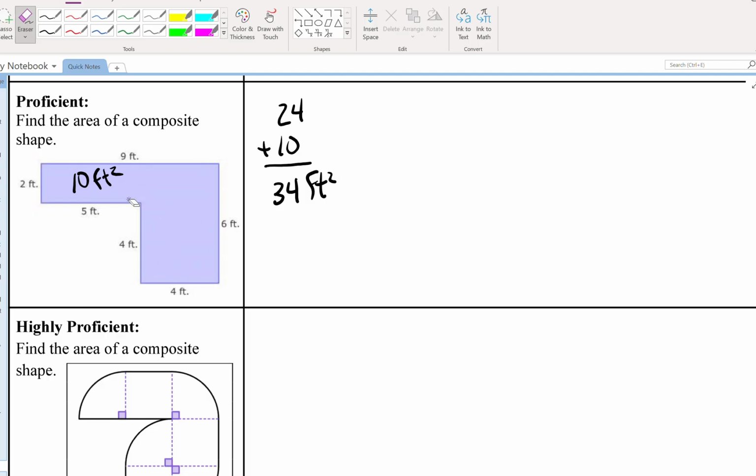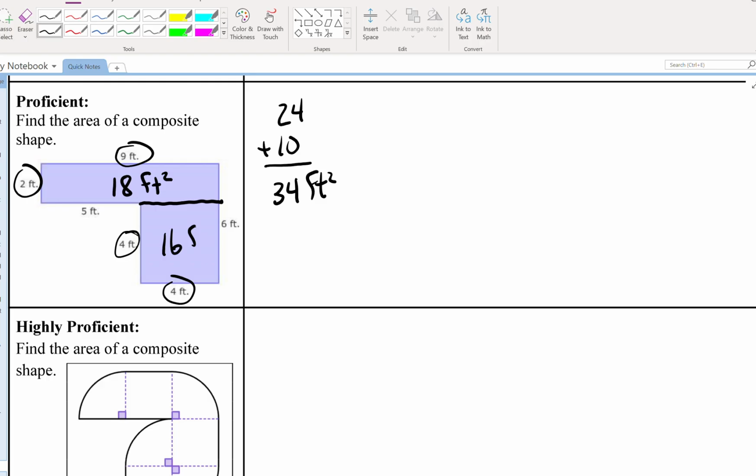I could also maybe do it this way. I'd chop this up over here, and that would be 9 times 2, and that would be 18 square feet. And this right here would be 4 times 4. This 4 times this 4 would be this, and this would be 16 square feet. So if I took 18 plus 16, that would give me 34 square feet. So there's a couple different ways you could do this.